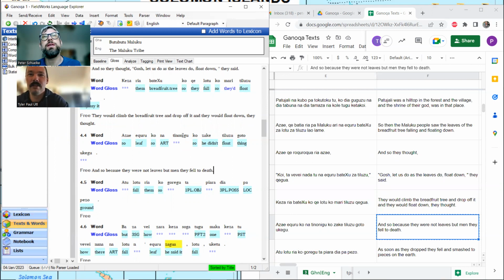Now, this goo here is interesting. Yes, this is their first fail in our story. They saw the leaves floating down. They thought that looks good. Let's try to do that, and they climb too and jump off. Say what? There we get goregu too.